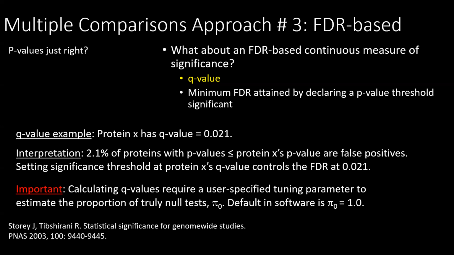An important consideration here is that we need some user-specified tuning parameters to carry out this calculation, specifically a tuning parameter to estimate the proportion of truly null tests. Oftentimes the default in software is just to set the proportion of truly null tests equal to 1, but there are alternative methods. If this is something that's interesting to you, I recommend this Storey article in the proceedings in 2003. The appendix goes into great detail on how to do this.